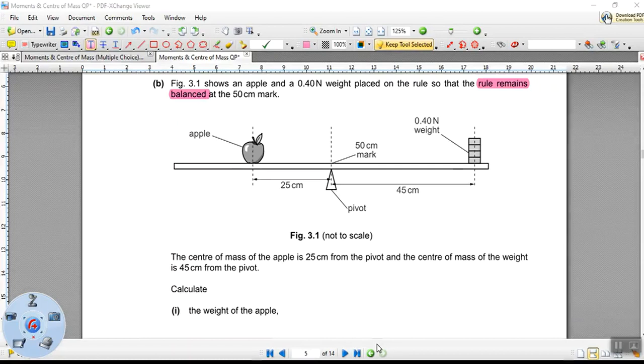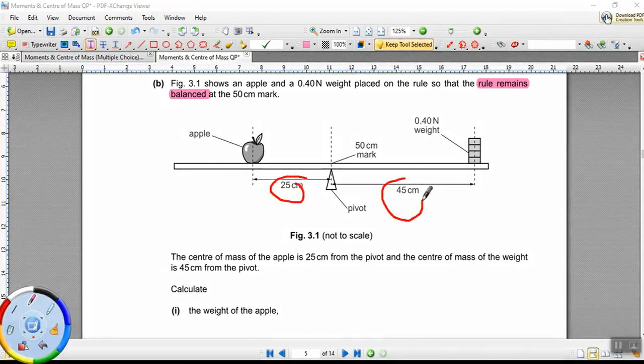So our next step would be to identify the distance from the pivot. This is a very important step because they love giving you the wrong distances. Do not always assume that the distances given are the ones that you should use. We need to use the distance from the pivot to that point. In this question, fortunately, the distance is measured from the pivot to the object. They could, for example, give you a distance saying it is 5 centimeters from the edge. But we can't use that 5 centimeters, because a moment is the force times the distance to the pivot.